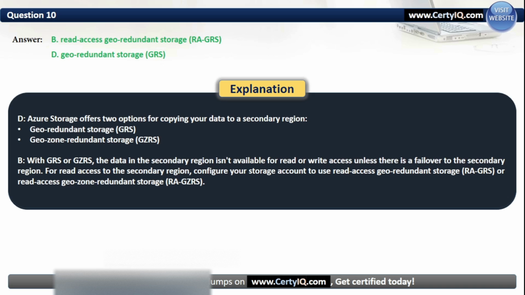About option D, Azure Storage offers two options for copying your data to a secondary region, GRS and GZRS. About option B, with GRS or GZRS, the data in the secondary region isn't available for read or write access unless there is a failover to the secondary region. For read access to the secondary region, configure your storage account to use read access geo redundant storage or read access geo zone redundant storage.